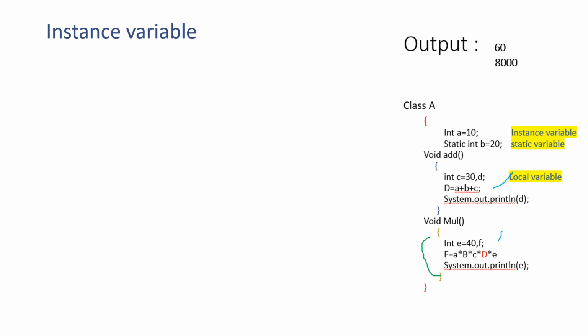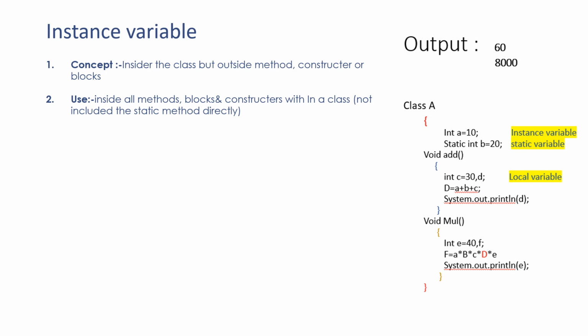Yes, correct. Now we have seen these things, so we will see the definition part. The concept: inside the class and outside the method, constructor or block, as we discussed now. Inside all methods, blocks and constructors within a class, not including the static directly. If you are not including any static, but we are mentioning a variable inside the class, it is nothing but an instance variable.